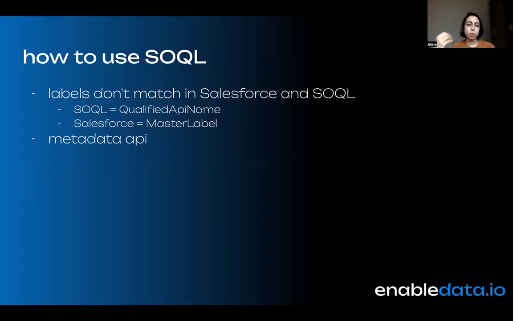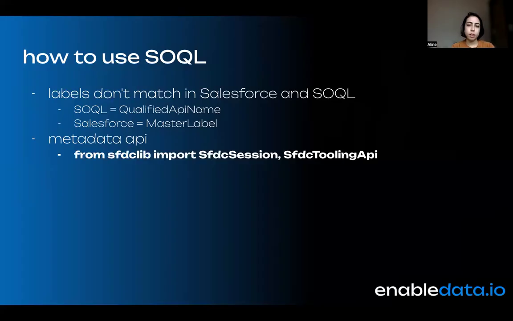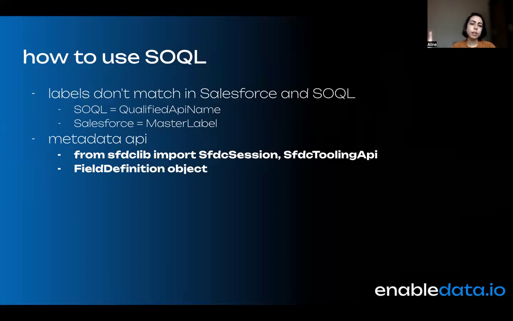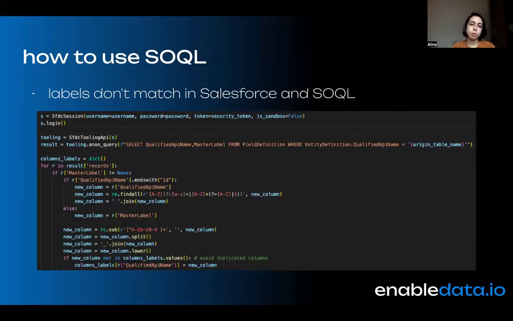And then we use this metadata API using another Python package called sfdclib, because we are able to use this. It's not actually called metadata API, it's called Tooling API. And we can get the field definition object, which is available in this Tooling API, that has this qualified name and master name. So that's what we did.